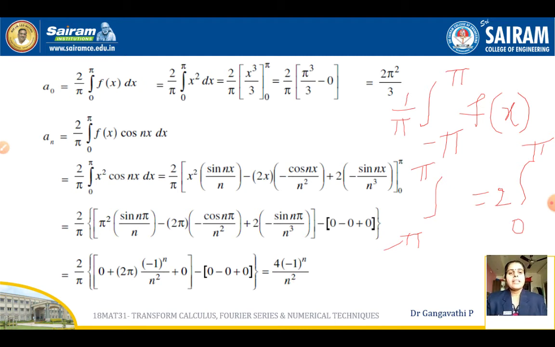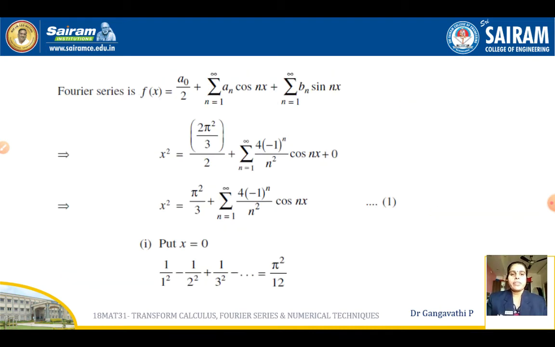So we have evaluated a0, we have evaluated an, and now bn is 0, which we already know. Now we have evaluated all the three Fourier coefficients. So once after evaluation of all the three Fourier coefficients, we need to substitute them in the Fourier series expansion. That is the main expansion. That is just given by a0 by 2 plus summation an cos nx plus summation bn sin nx. So substitute for f of x, which is x square, given in the problem.